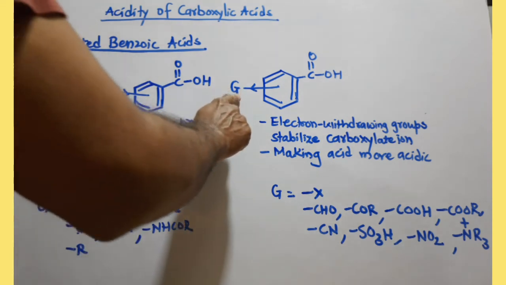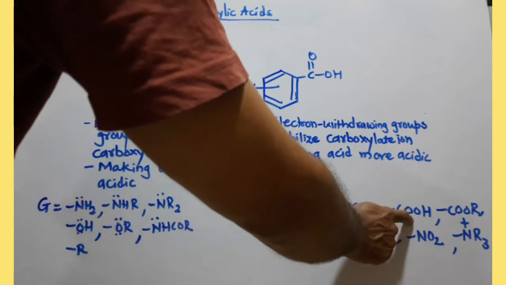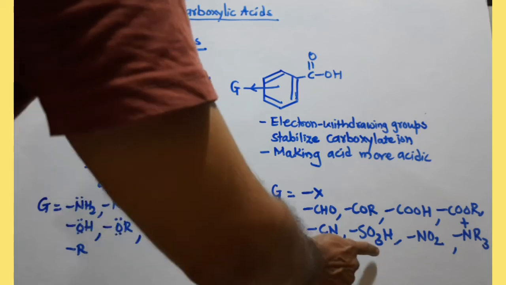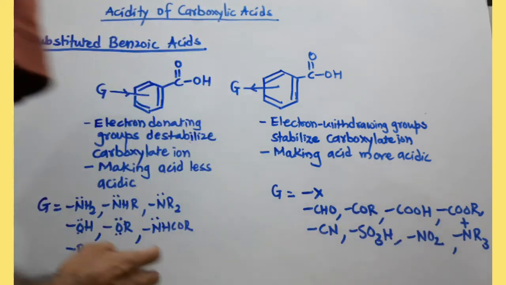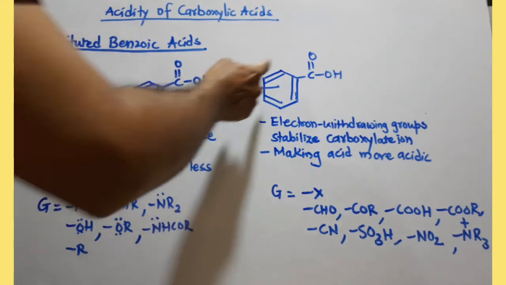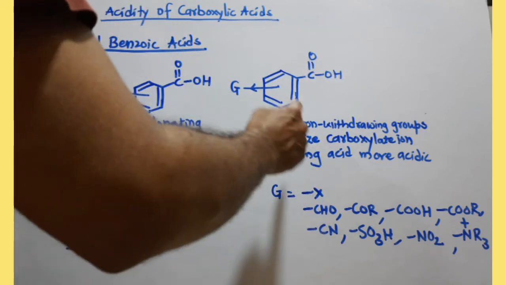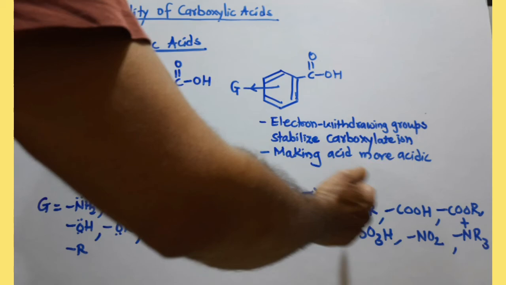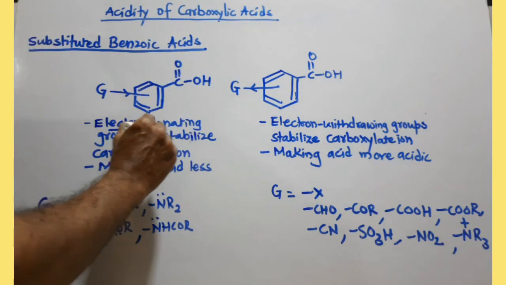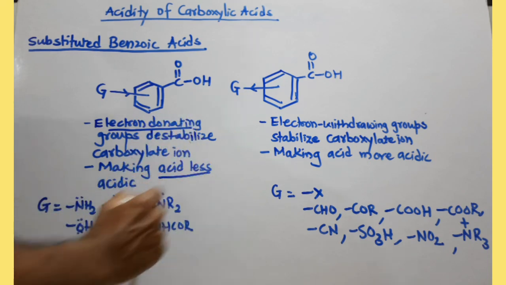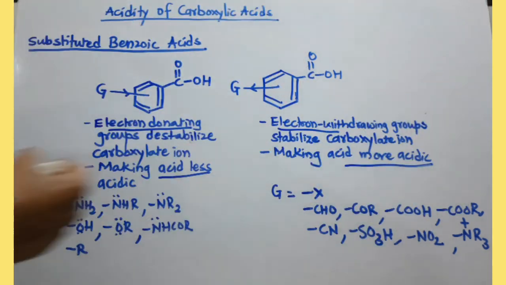But when the group is, you can check the list, all halogens, aldehydic group, ketonic group, COOH group, COOR meaning ester group, cyanide, SO3H group, NO2, and this NR3 positive. Because of this positive charge, these are electron withdrawing groups, and if these groups are present on the benzene ring in benzoic acid, they make benzoic acid more acidic. So you have to remember all these groups, but in one sentence: with electron donating groups, the acid is less acidic. With electron withdrawing groups, the acid is more acidic, meaning less pK value.